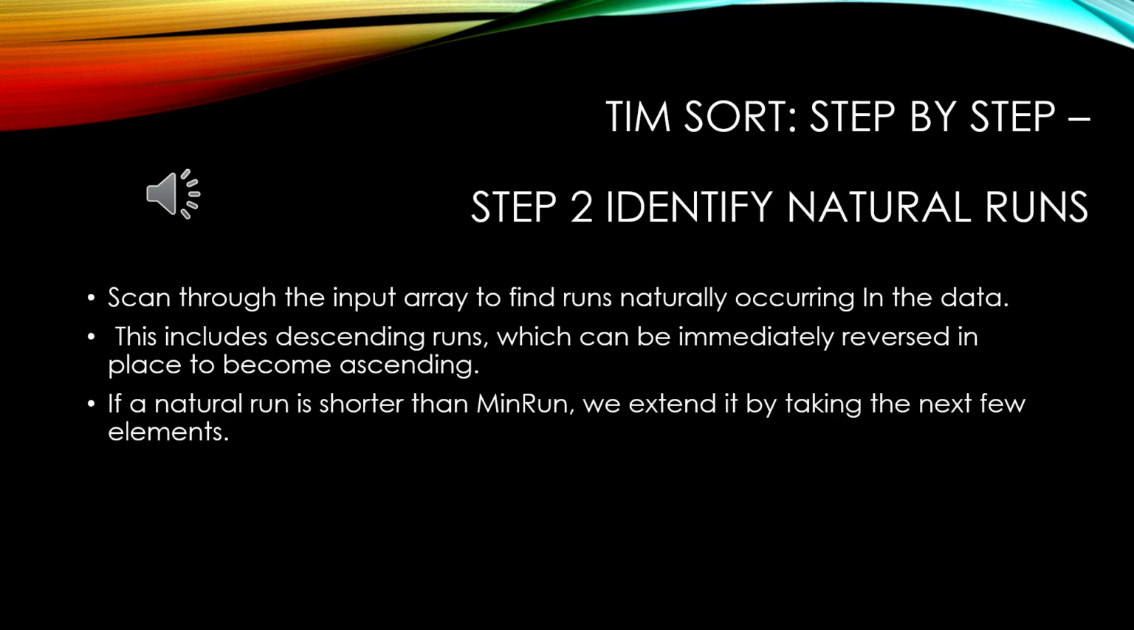But all we're doing in this step is just detection and addressing, basically. We're identifying the starting runs. If a run is shorter than the min run we calculated in step 1, we do nothing, but we mark it. In the next step, we're going to use insertion sort.